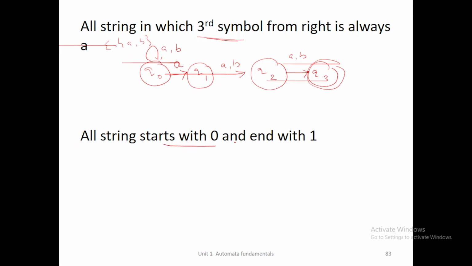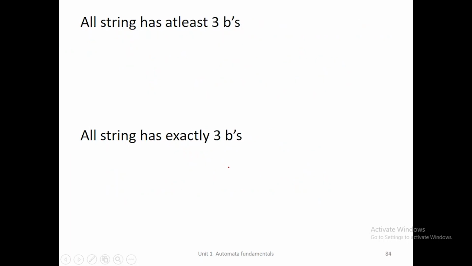Then all strings that start with 0 and end with 1. I am not writing the possible strings. So all strings start with 0 and end with 1. The intermediate values may be 0 or 1. So this is an NFA diagram.